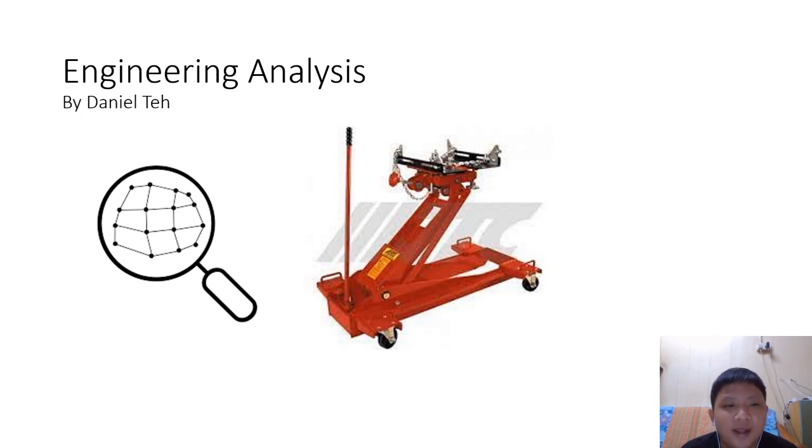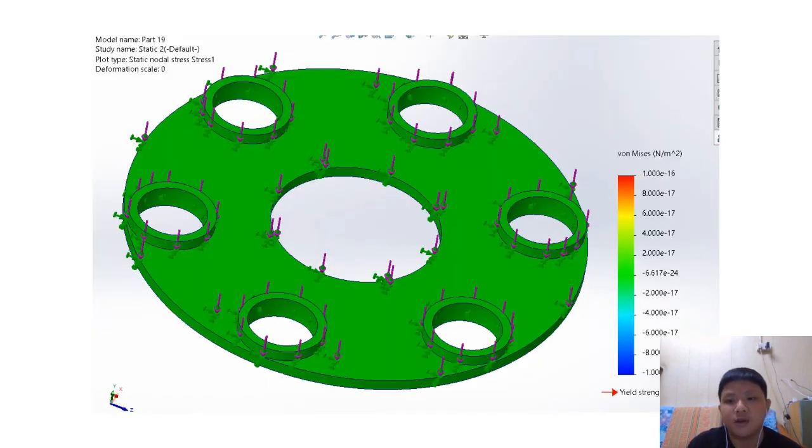Hi everyone, my name is Daniel. Today I'm going to do a presentation on the engineering analysis of our product, which is a transmission jack. For this FEA, we are using SolidWorks Simulation. It is able to simulate the strain and the stress of the parts, and we are able to calculate the deformation scales and the yield strengths.